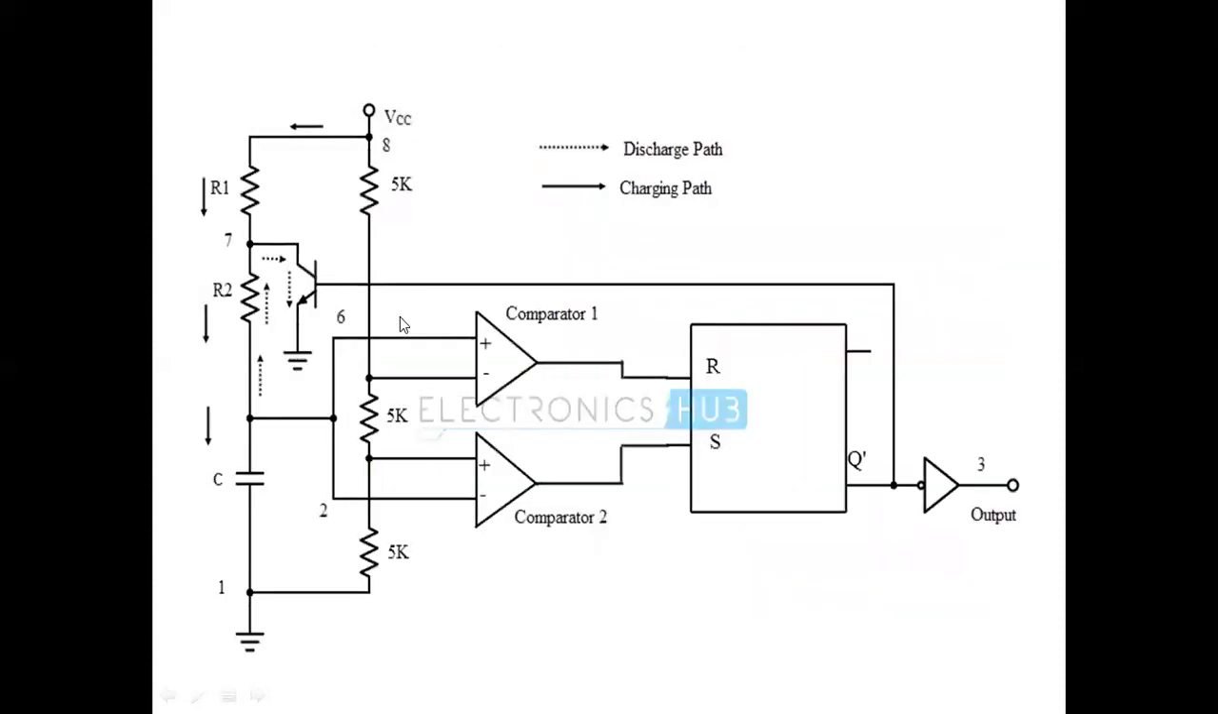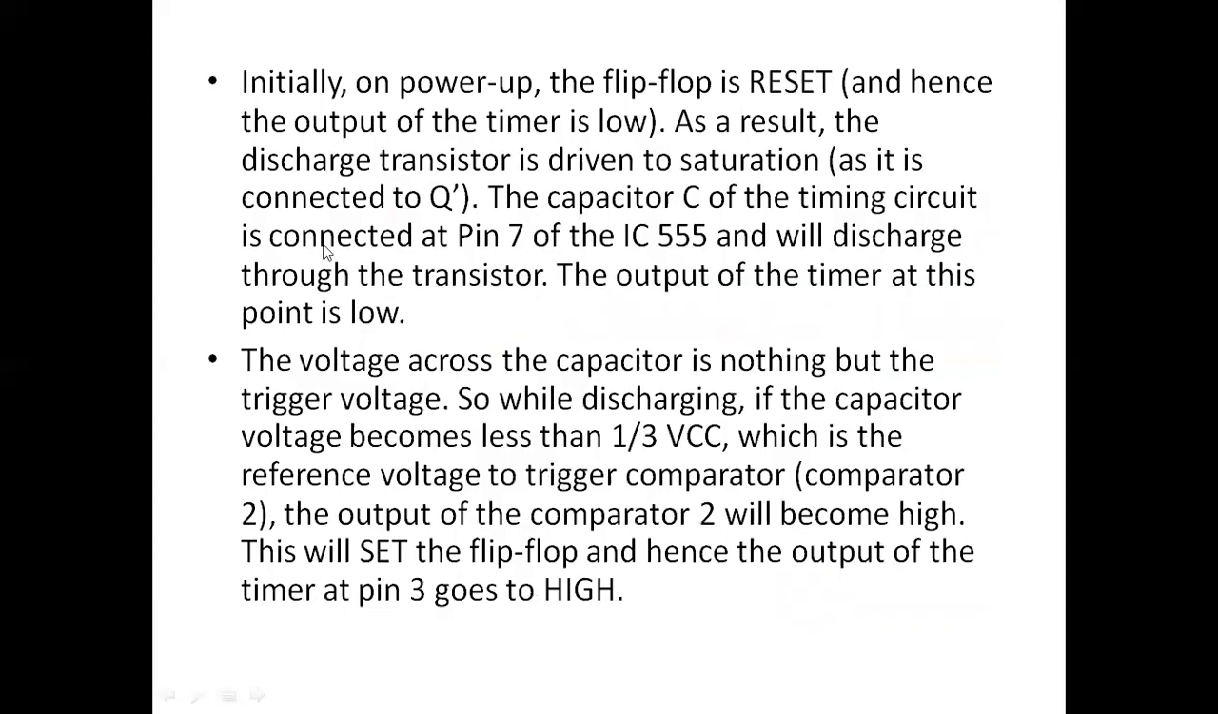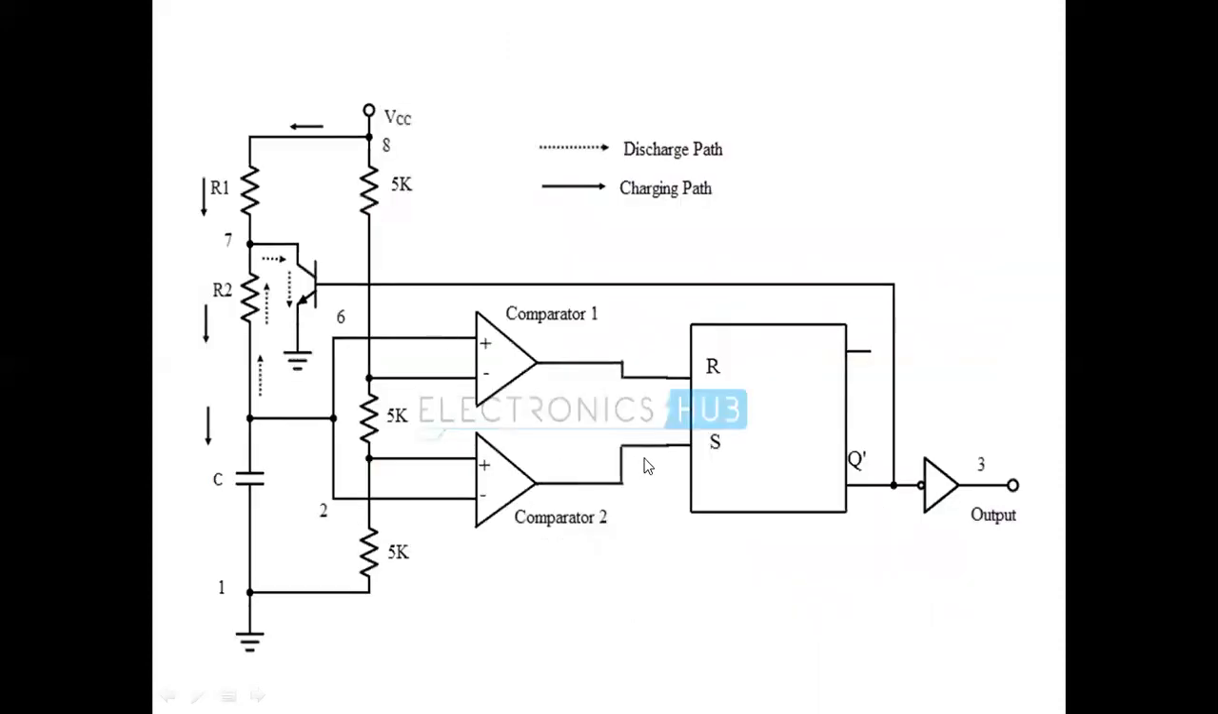And next, block diagram of IC555 timer. This figure represents the IC555 timer internal block diagram. We are just connecting 3 components externally to this IC555. And next, what is the initial stage? At the initial stage, what is the output and what is the condition of the transistor?